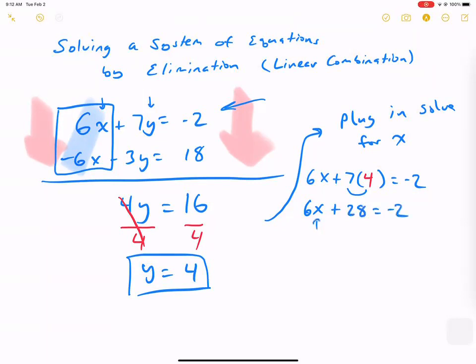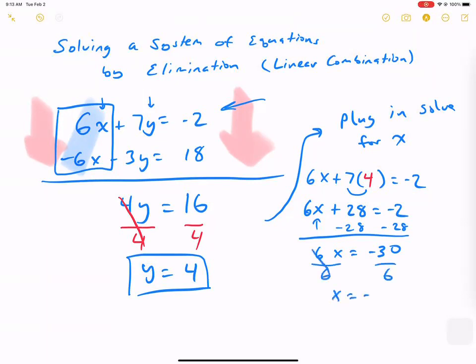And then back to day 1 algebra, let's solve for x. We're going to subtract the 28 from both sides. We have 6x is equal to negative 30. Okay, how do I get rid of the 6 by the x? Multiplying. The opposite of multiply is divide.